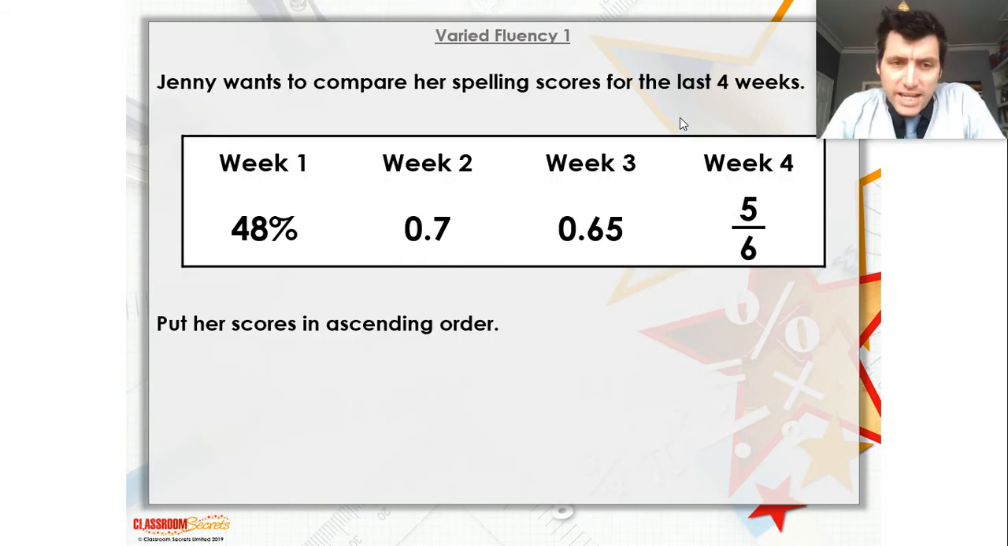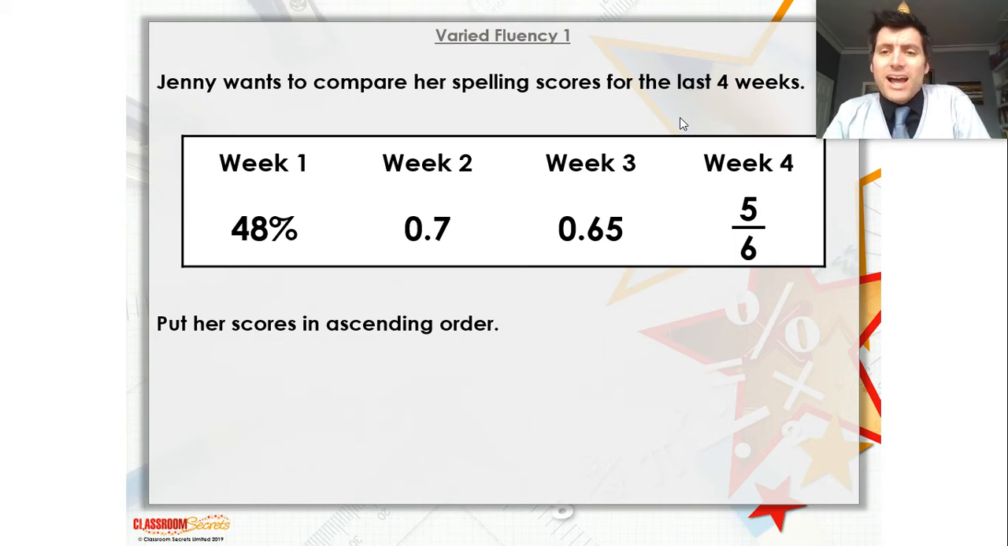Right, guys, we've got Jenny here. She wants to compare how well she's doing in her spelling tests, but she's been given spelling test results in week 1 as a percentage, so the number of parts out of a whole, and week 2 as a decimal, so the number of parts of 1 whole. So it's how many times out of 100 for the percentage, number 1. Number 2, so week 2 is as a decimal, so how many parts of a whole.